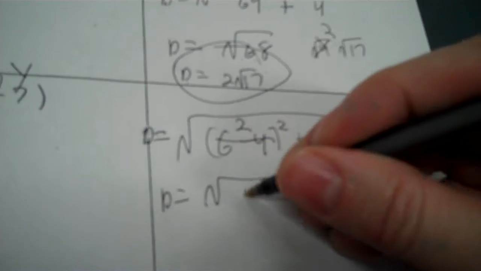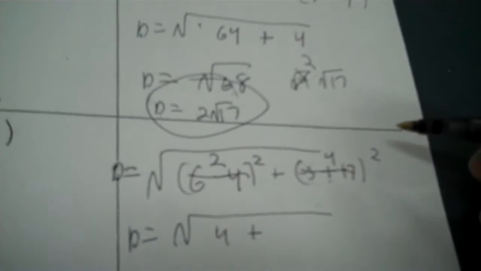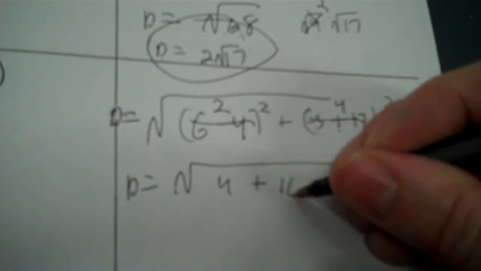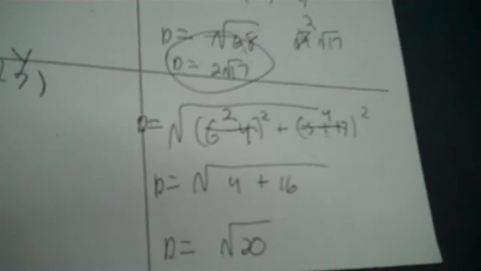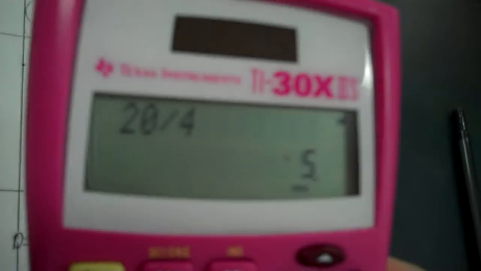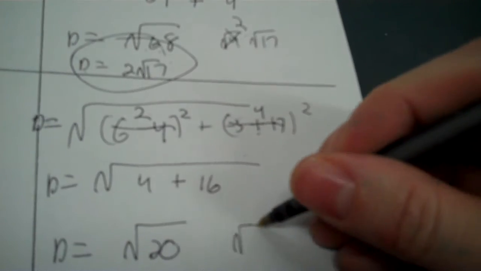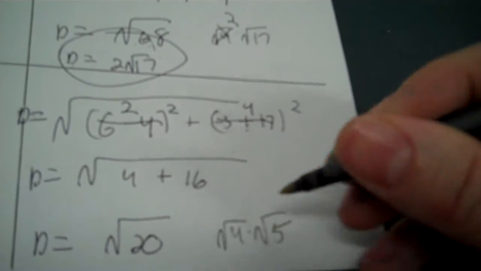2 to the second is 4. 4 to the second is not 8, it's 16. So d is equal to the square root of 20. Now, see if 20 divides by anything up there. Okay? I think it divides by 4, okay? So it's square root of 4, square root of 5, so that's 2 square root 5. Okay, moving along.